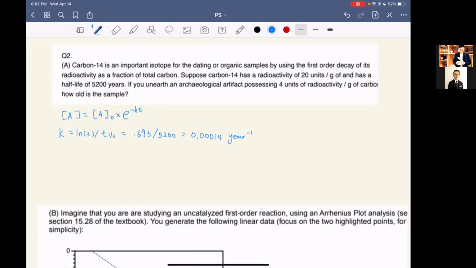Now, since we already have the original concentration and the rate constant, if we plug everything in, 4 equals 20 times e to the power of t times the rate constant. If you solve for t, you'll get the age of the sample. And that's question 2a. Are there any questions?